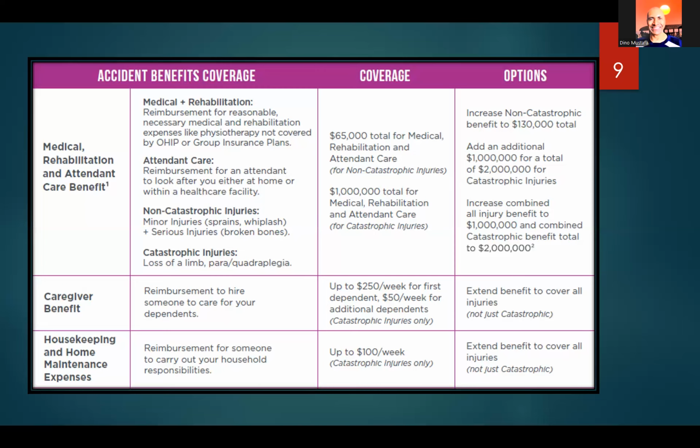So non-catastrophic. Okay, give me 1 second. Actually, my wife is calling. I'm going to pause this one.